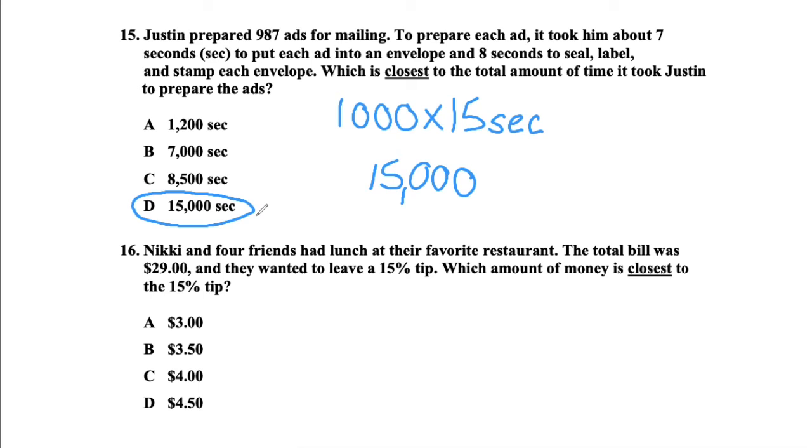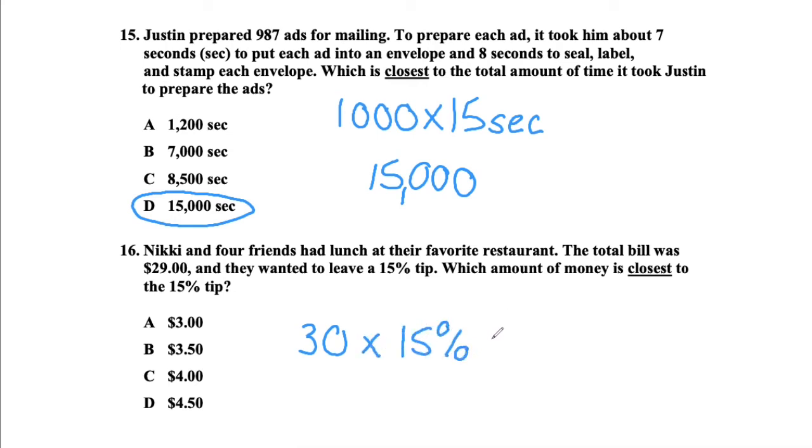Number 16 asks, Nikki and 4 friends had lunch at their favorite restaurant. The total bill was $29 and they wanted to leave a 15% tip. Which amount of money is closest to the 15% tip? We're going to do something similar in this question, which is we're going to round the $29 to $30. And we want to multiply this by 15%.